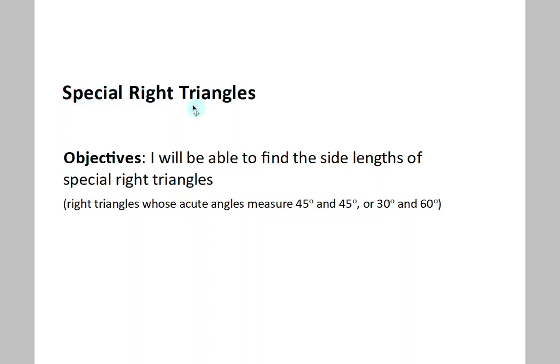Special right triangles. Our objective in this lesson is to be able to find the side lengths of special right triangles. These are right triangles whose acute angles measure 45 degrees and 45 degrees, or 30 degrees and 60 degrees.